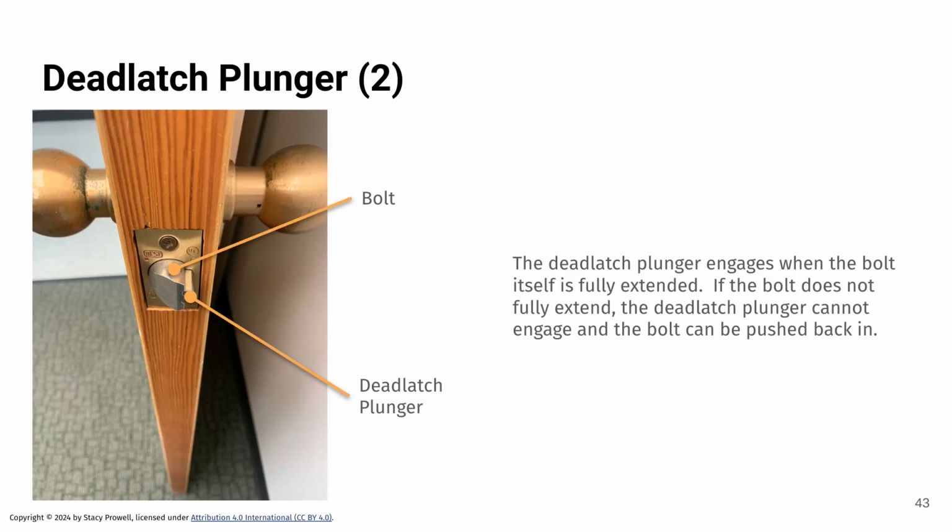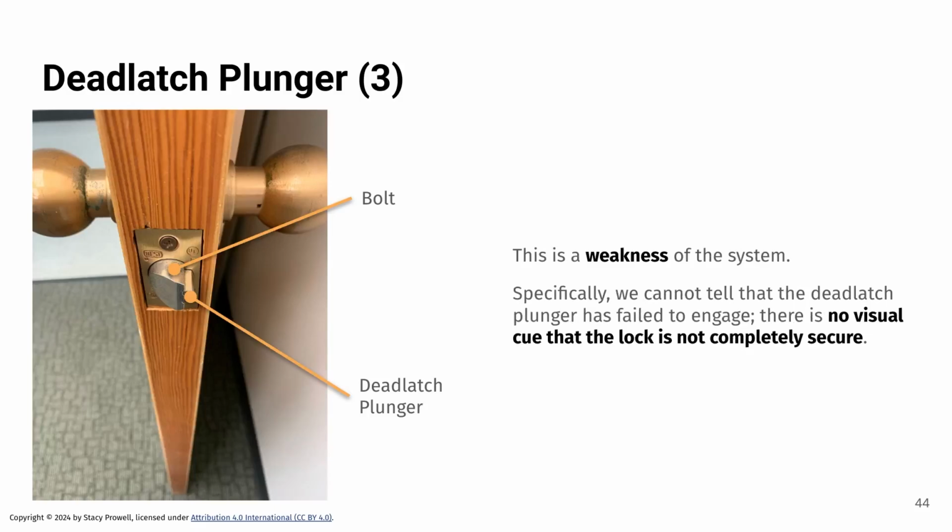If the bolt does not fully extend, right, when the bolt falls into the mortise, if it doesn't go all the way in, the plunger can't engage, and that means the bolt can be pushed back in. Well, that's not great. So this is a weakness. Specifically, what is the real weakness here?